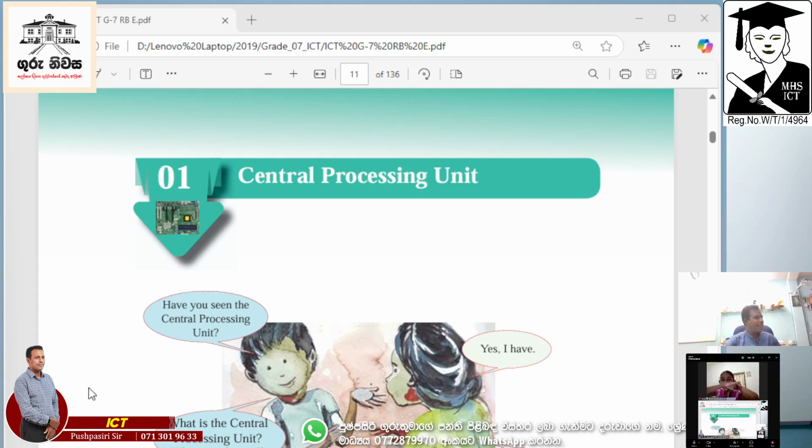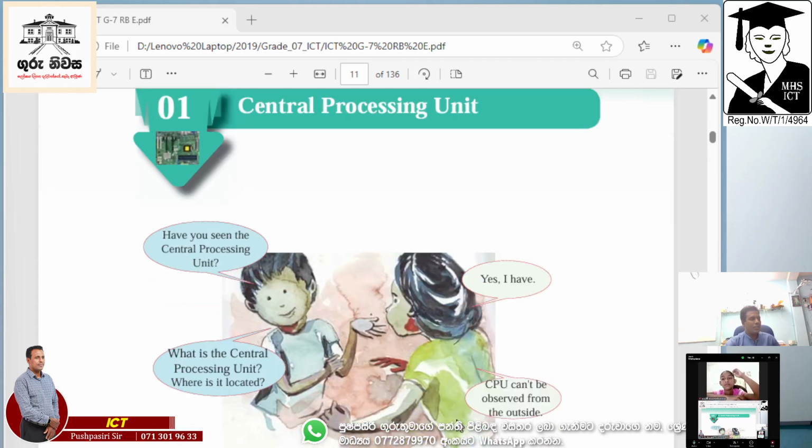Okay. Have you seen the central processor unit? The boy is asking, no? Then the girl says, yes, I have. What is the central processor unit? Where is it located? Then the girl says the CPU can't be observed from outside.